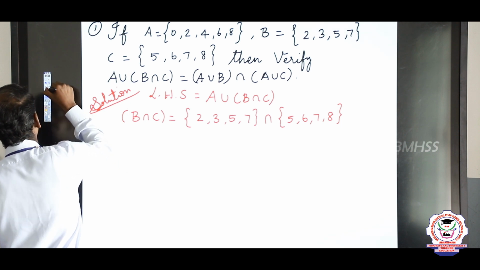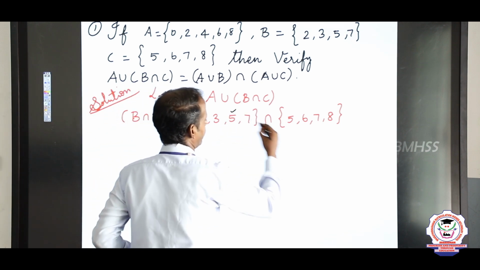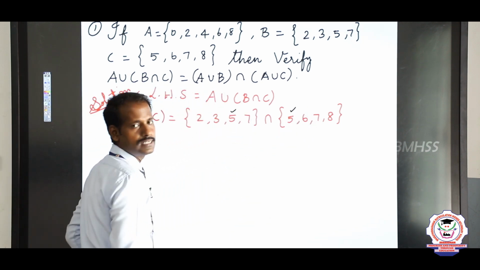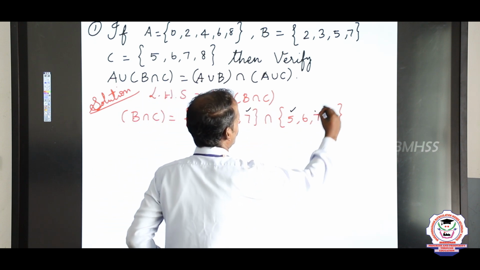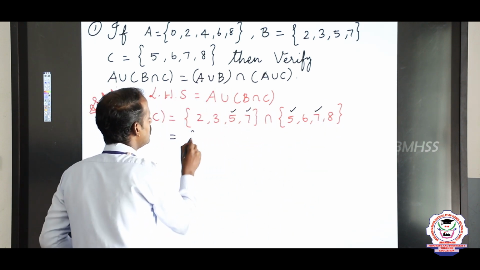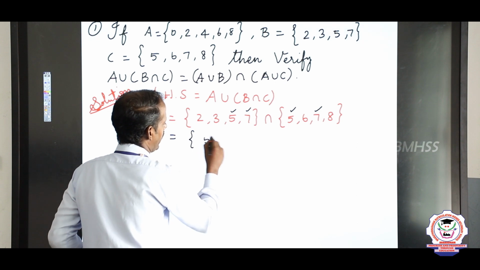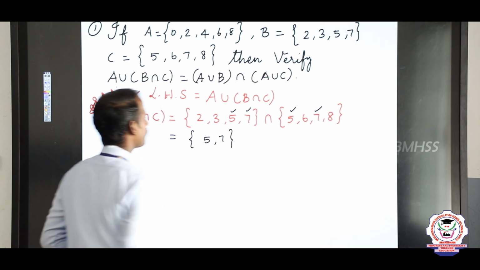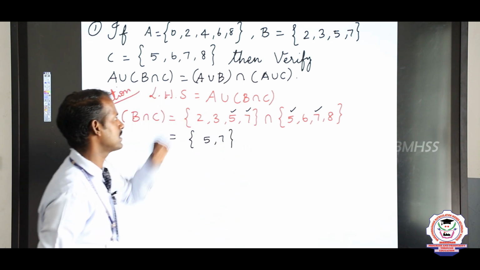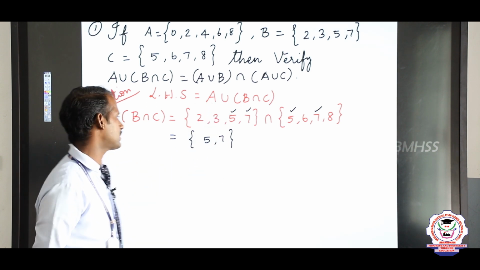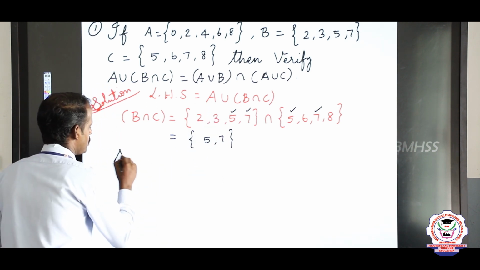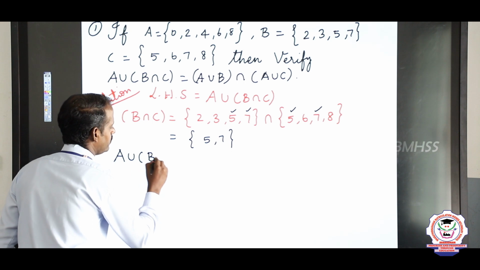So 5. Next 7. So 7 is a common element. So 2 elements are common. So here 5 and 7. That's it. Next part is LHS, A union B intersection C.